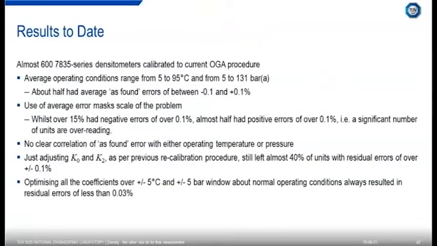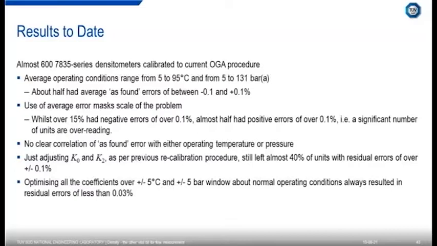In terms of results to date, we've calibrated about 600 of the most commonly used densitometers in accordance with these current OGA guidelines. And we've covered a wide range of conditions from 5 to 95 Celsius and from 5 bar up to 131 bar. Interestingly, about half of the densitometers had as-found errors of between -0.1 and +0.1%, so just about within what you would expect.